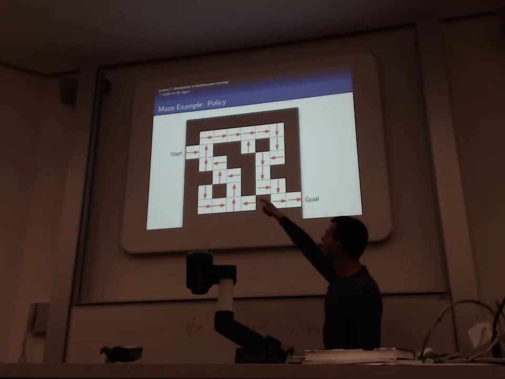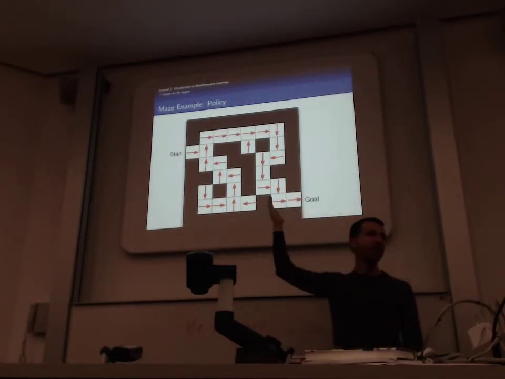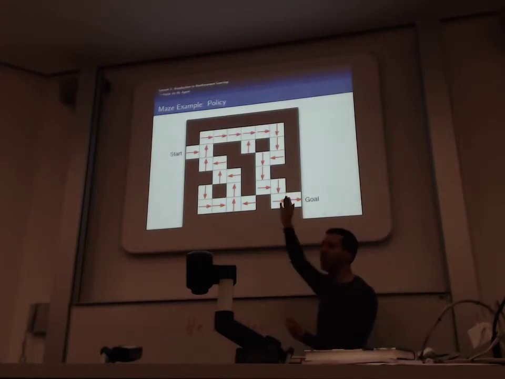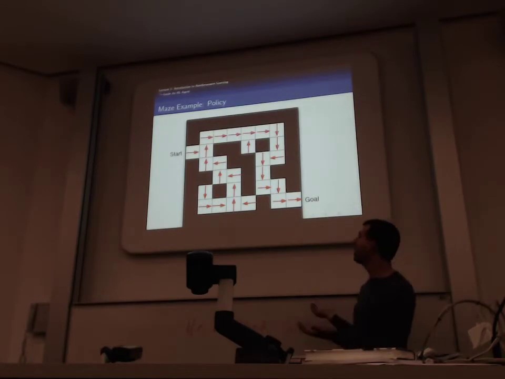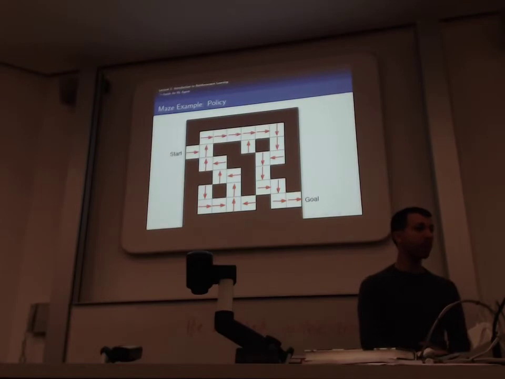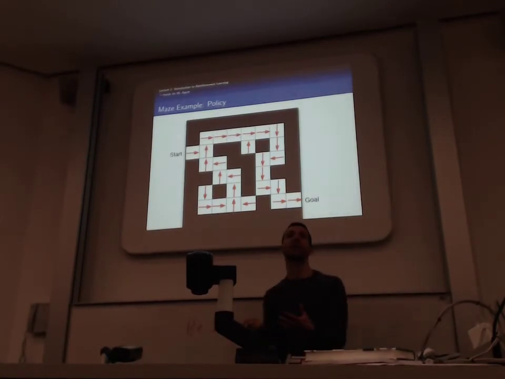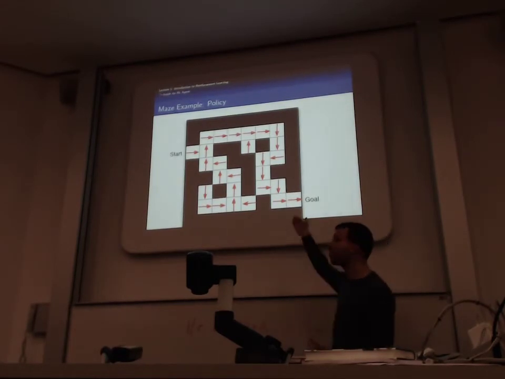So for each state that the agent could be in, there's an arrow telling it how to behave. So this is a deterministic policy. You could also have stochastic policies where you have a distribution over these arrows. And so the policy guides the agent from the start to the goal. But if it's perturbed by some random force, let's say this is a noisy maze where with some probability it gets pushed off course, if it gets perturbed, it still knows where to go.